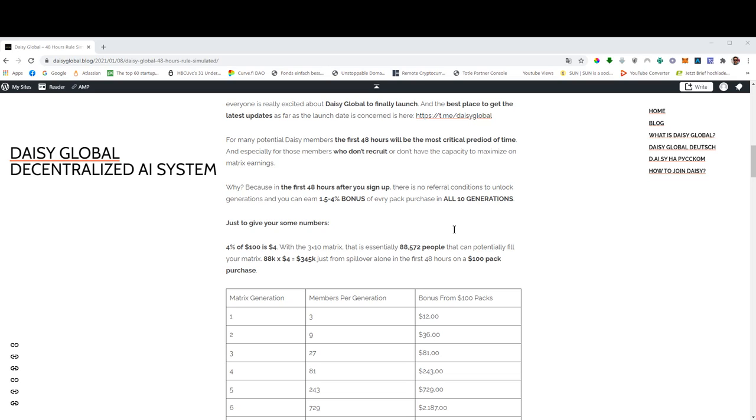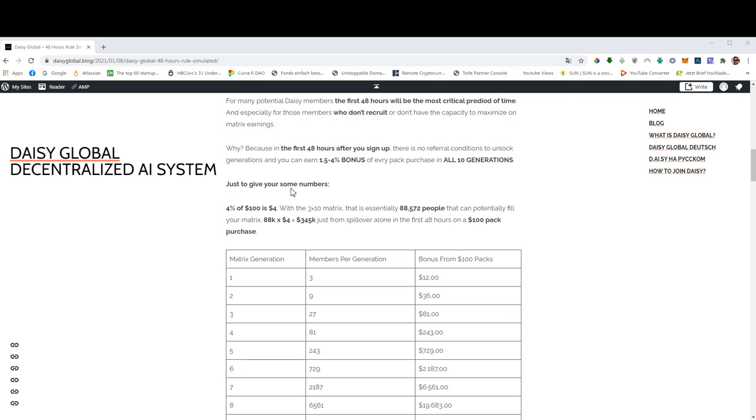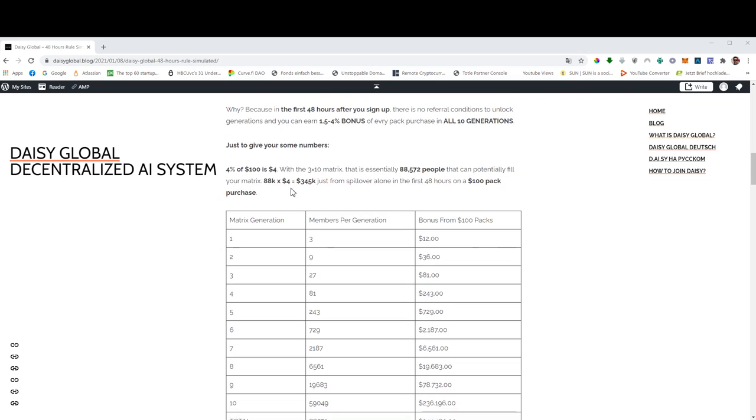During this period of time, there are no referral conditions to unlock generations, and you can earn from 1.5 to 4% bonus of every pack purchased in all 10 generations. Let me give you some numbers. So every $100 pack will get you an average 4%. It's actually 4% in generations 1 and 2 and 4% in generations 9 and 10, and since 9 and 10 are the biggest generations, the weighted average will be close to 4. The weighted average is 3.9, but we will use 4% just to simplify the calculations.